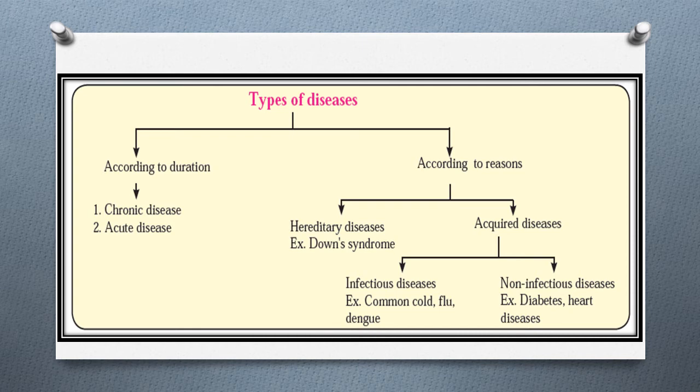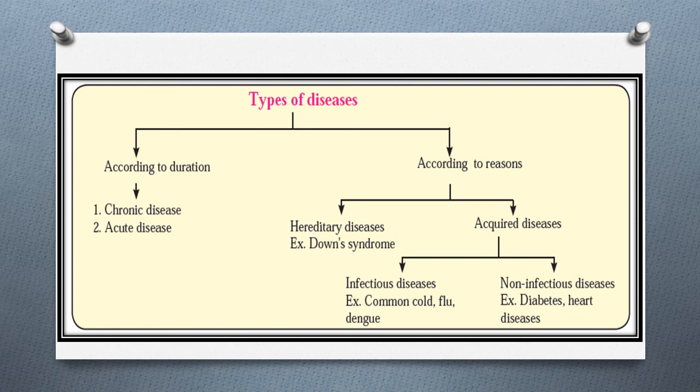Students, chronic disease means a long-term disease, for example cancer, which takes more time to be treated. The next is acute disease. These acute diseases happen suddenly and are very severe, for example common flu, common cold, burns, etc. So acute diseases are short-term diseases and chronic diseases are long-term diseases.